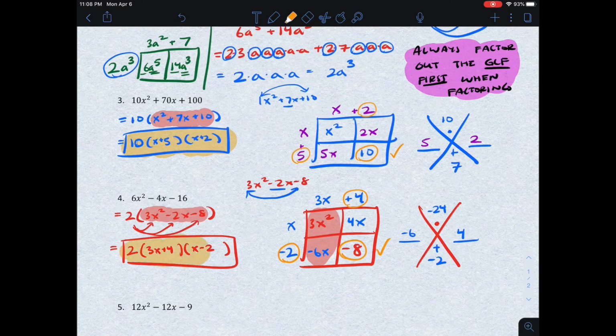So hopefully you're kind of seeing this pattern, right? It's very similar to what we did earlier this week. The only difference now is that you're factoring out the GCF first, right?